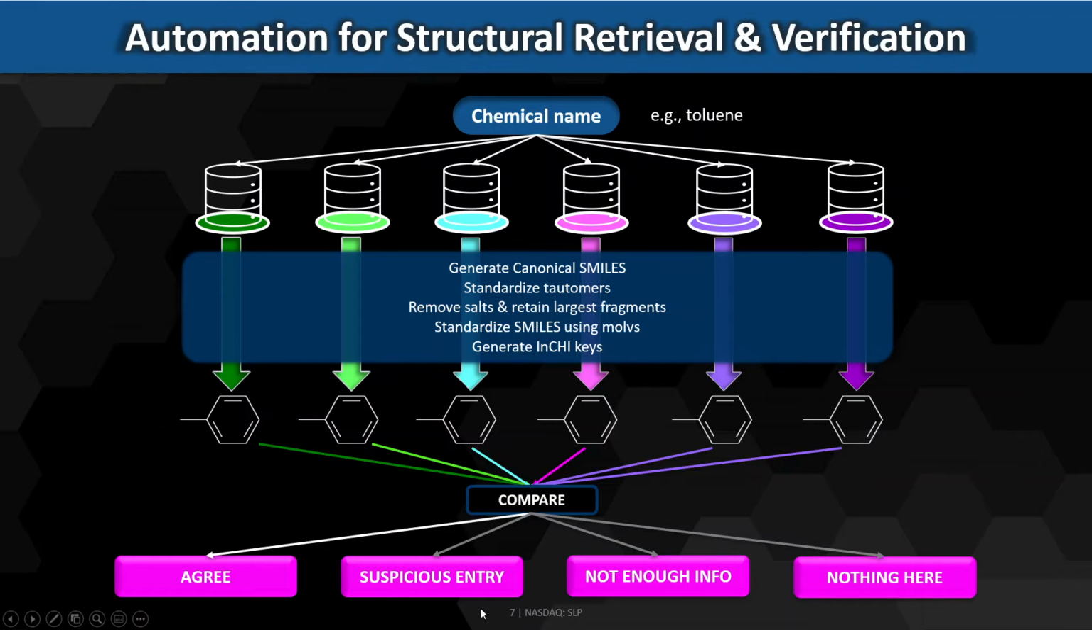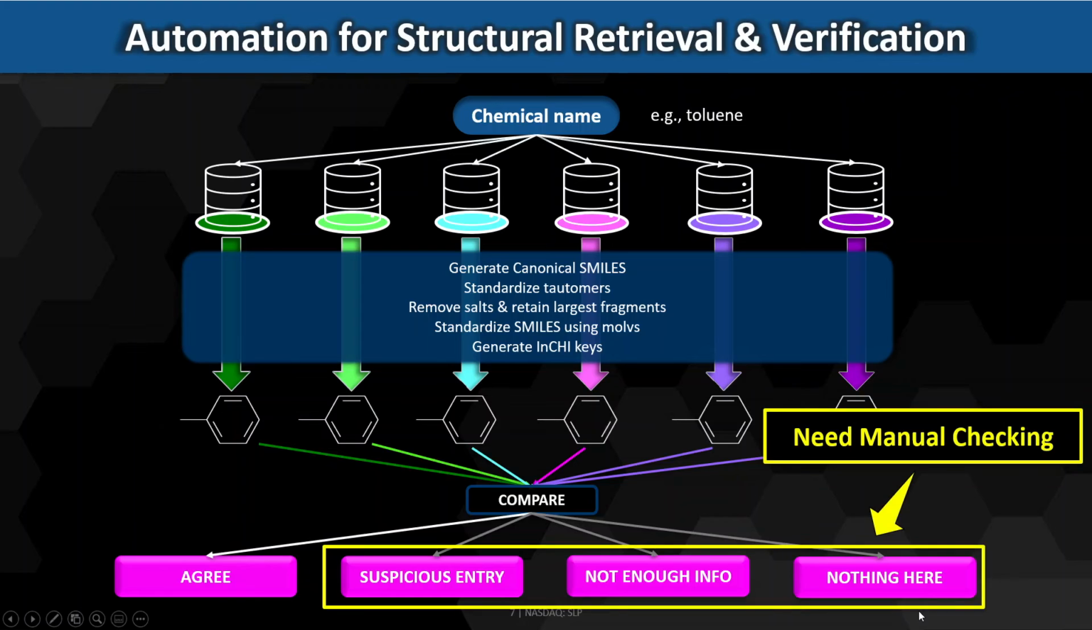If only one or two databases have the structural information, it will go into the not enough info category, and if no database reports the structure, it will go into the nothing here category. The structures in these categories need more work because we will have to do manual assessment, do more digging, and then we resolve the issues.